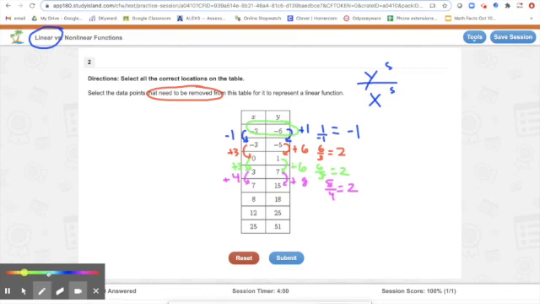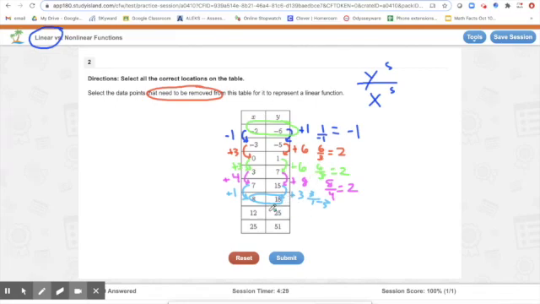Let's go from 15 to 18. We're going up 3. And from 7 to 8, we're going up 1. So 3 over 1, when we look at the y's over x's, equals 3. So that means this point we're going to have to get rid of.